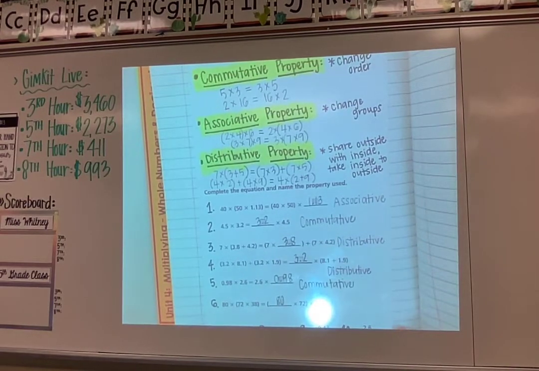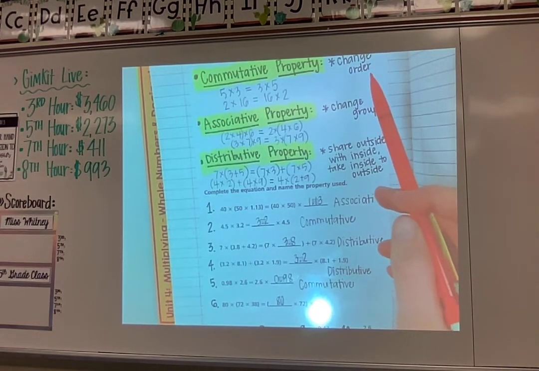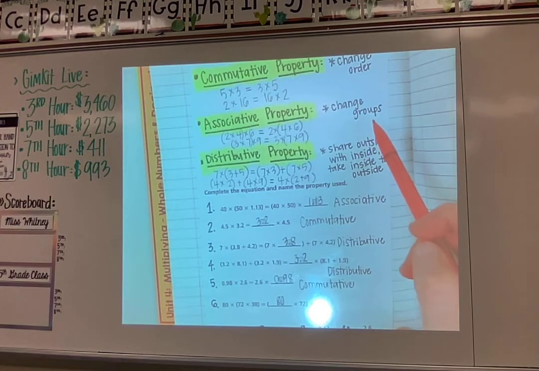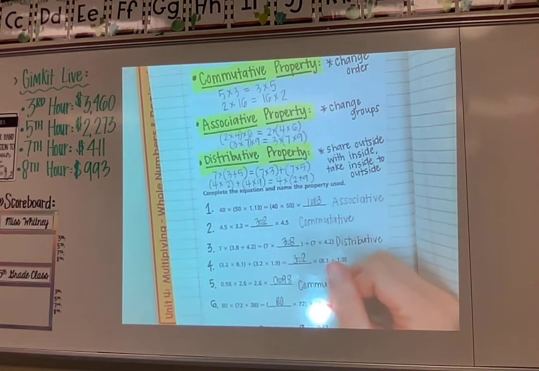And then I have to decide, did they change the order? Did they change the groups? Or did they share the outsides and the insides? They just changed the groups. The parentheses moved to a different set of numbers, so that would be the associative property again.